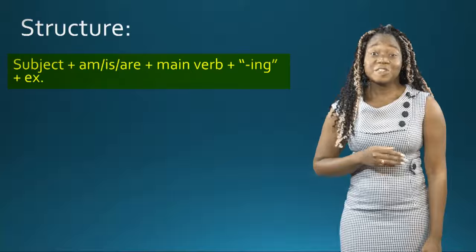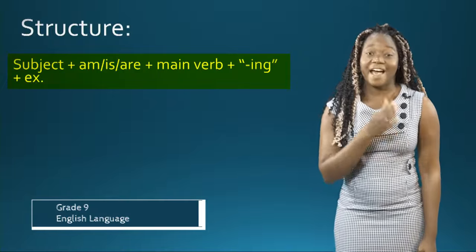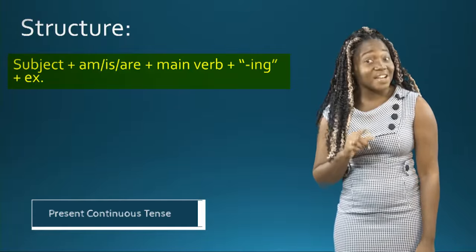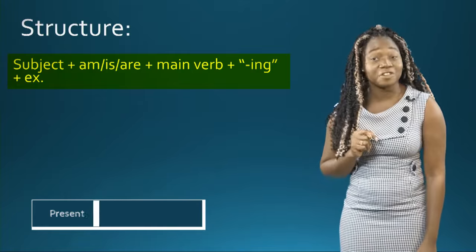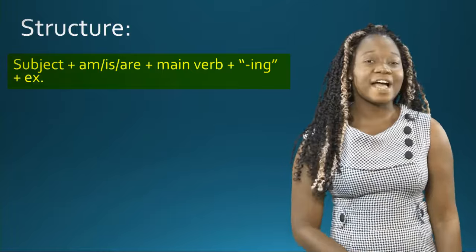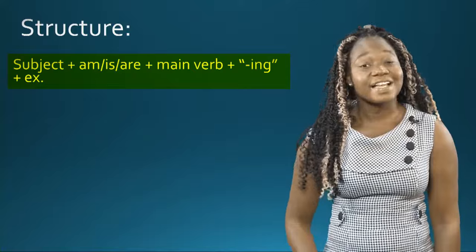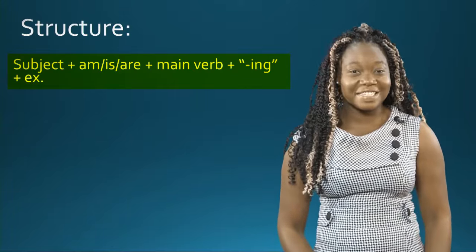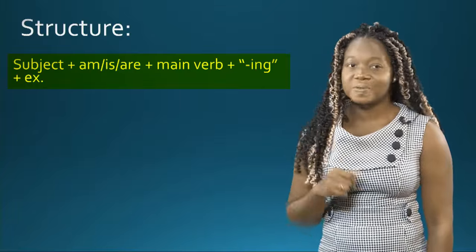Take a look. So you have the subject, the verb, am, is, or are, plus the main verb, plus the ing. You can never forget the ing if you're writing in present continuous tense. And then we have the extension, or the rest of the sentence. Let's go with that again. Whenever you're writing in the present continuous tense, this is the sentence structure you ought to use.